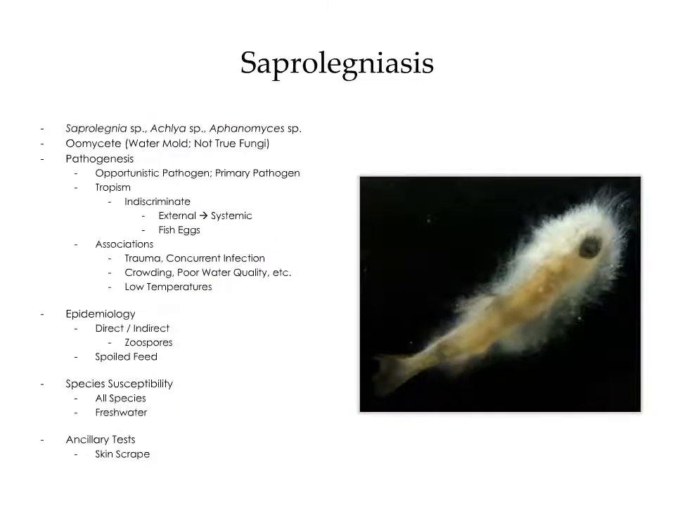Saprolegniasis is a disease caused by oomycete infection. Species include Saprolegnia, Aclea, and Aphanomyces. Oomycetes are water molds, they're not true fungi.